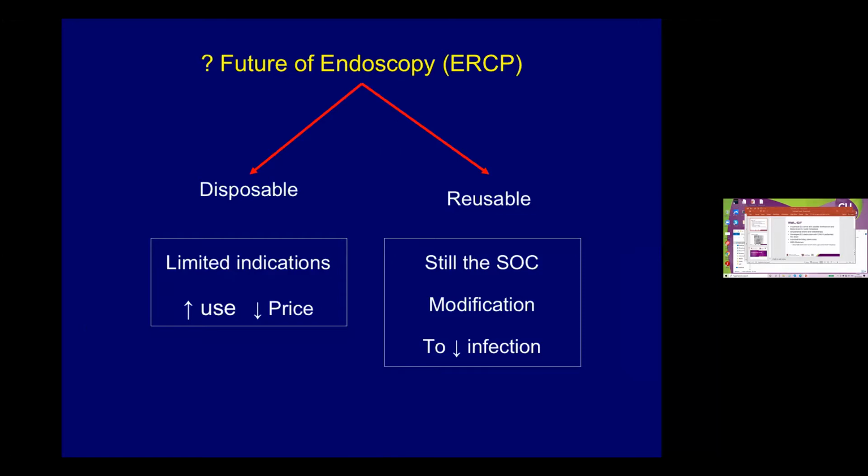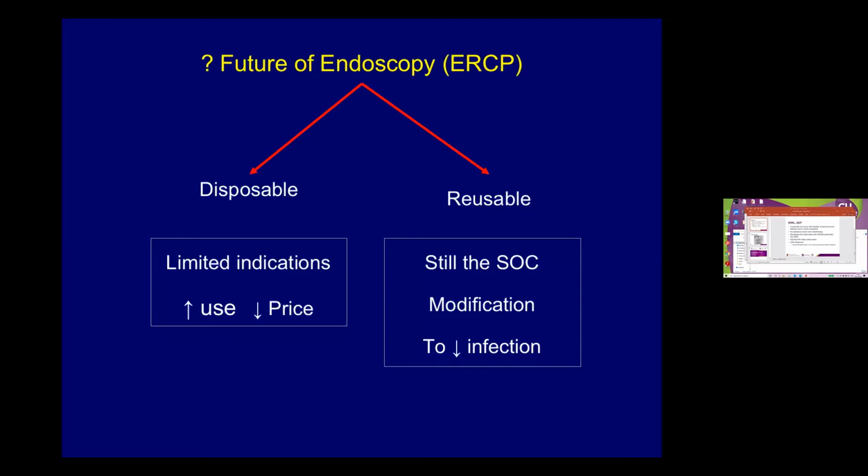So there are limited indications for disposable scopes, especially in this Corona era. If you have a COVID patient requiring an ERCP, you'd probably prefer a disposable scope. Or patients in ICU with multi-organ resistant organisms would again require this. The use would increase if the price comes down.